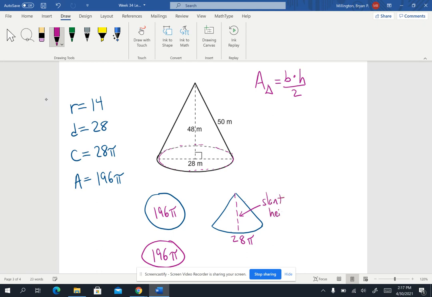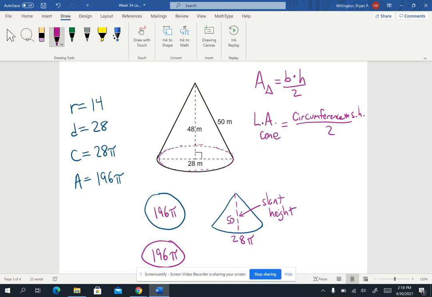Slant height. So in this case, our slant height, you can see from the picture, is 50. Just like in a triangle, where you do base times height divided by 2, with the lateral area of a cone, you do the circumference times the slant height divided by 2. It's the same idea.